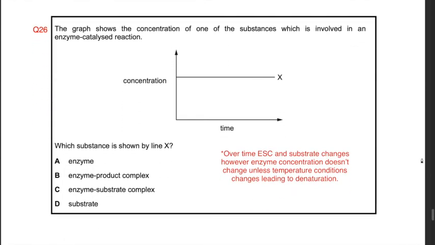Question 26. The graph shows a concentration of one of the substances which is involved in an enzyme catalyzed reaction. Which substance is shown by line X? Over time, enzyme substrate complex and substrate concentrations change. However, enzyme concentration doesn't change unless other external factors such as temperature change, which leads to enzyme denaturation. However, in this particular reaction, they haven't mentioned any change of temperature. Therefore, the enzyme cannot be denatured. Hence, the enzyme concentration should remain the same throughout. Therefore, line X represents the enzyme concentration, leaving us with the answer being A.